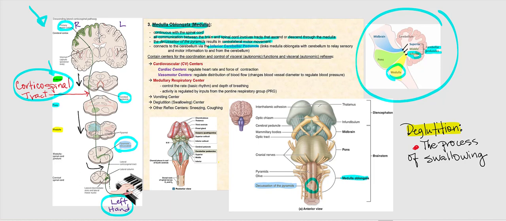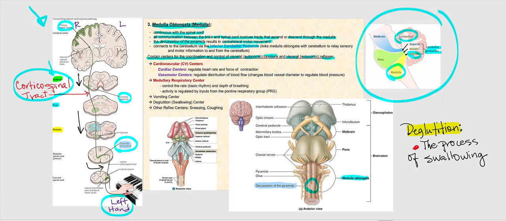Now, in addition to these tracts, we also will have gray matter. We will have nuclei, and we refer to those again as centers. So the medulla oblongata will contain centers for the coordination and control of various visceral, which we can also say autonomic, functions, as well as many visceral or autonomic reflexes. And these are very important visceral functions and reflexes.